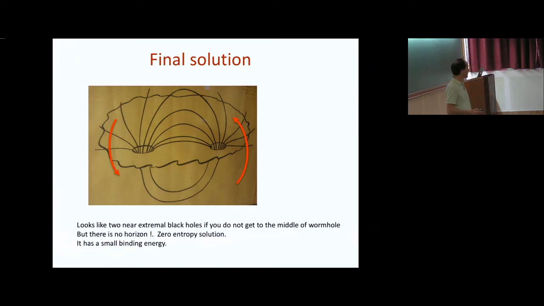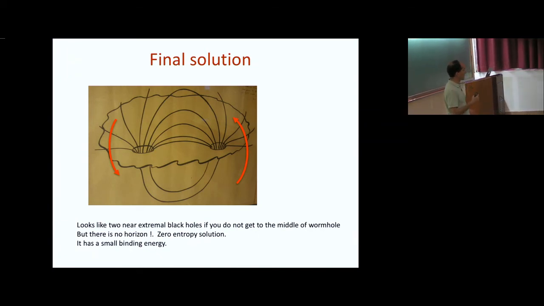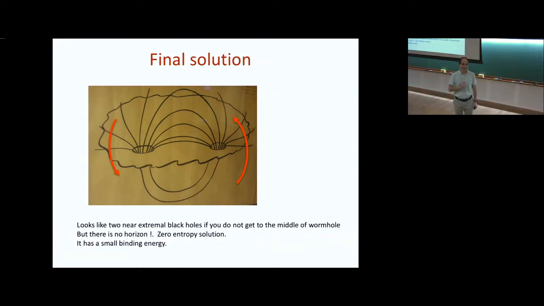Yes? Why doesn't this configuration violate topological censorship? Because quantum effects ensure that... So the topological censorship theorem is based on the integrated null energy condition, that it should be positive. But the Casimir effect, the Casimir energy here, violates that condition. Okay. Yeah.